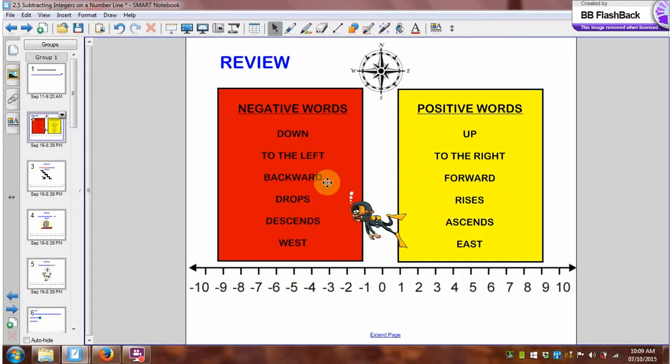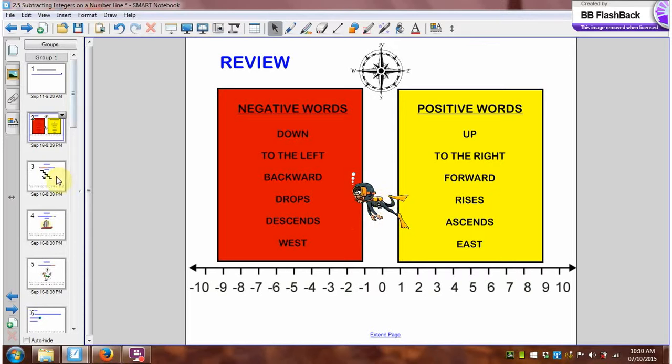The opposite word to that is descend. So that would be a scuba diver at the surface who is descending, or going down deeper into the ocean. The other two words that I want to talk about are east and west. East, if you look at a compass, is to the right. We already talked about to the right as a positive word, so east is usually considered positive. So if I said I walked 5 meters to the east, it would be positive 5. West is to the left, so if I said I walked 5 meters to the west, it would be left, or negative.